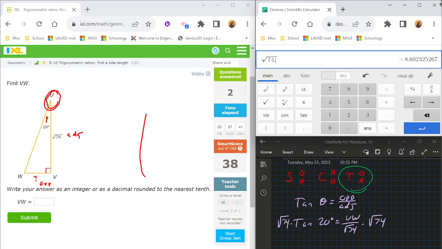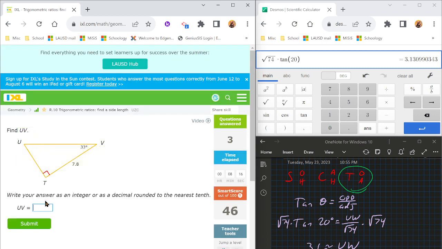Oops, that's not what I want. I go times, oops, I don't want that under the square root though. So I got to get out from under that square root. You can see that times out of there. And then it's going to be tangent of 20 degrees, close those parentheses, and then 3.1. So 3.1 is about what VW will equal. Let's see if I got that one right. 3.1. And I got it.